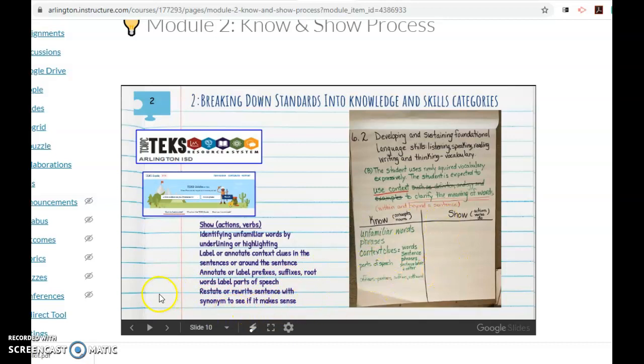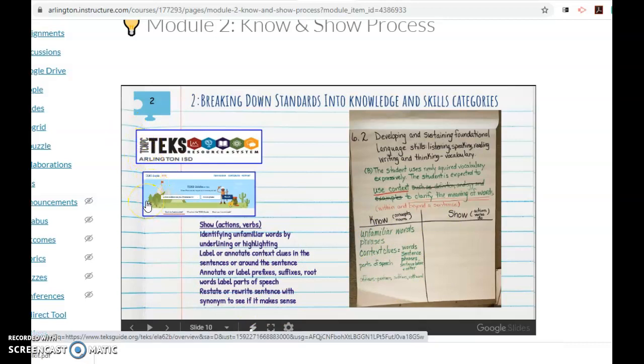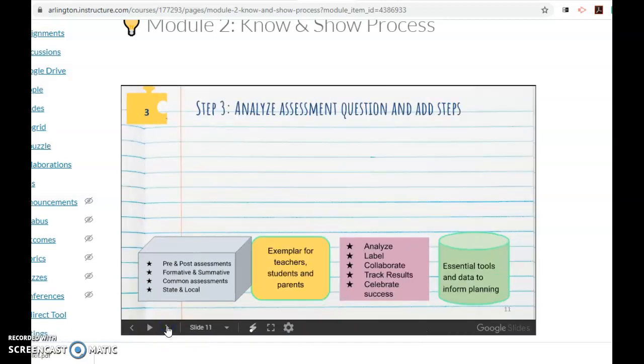So as I gain more information from looking at the TEKS resource and from the TEKS guide, this is added to my know and show chart. And then I'm ready to move to the third step, which is to analyze sample questions. These questions come from a variety of resources. The one I'm showing here is an example of the Lead Forward IQ test, which is simply a STAAR release test that has been analyzed.